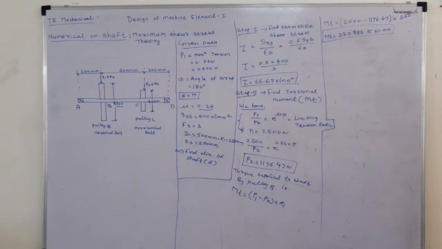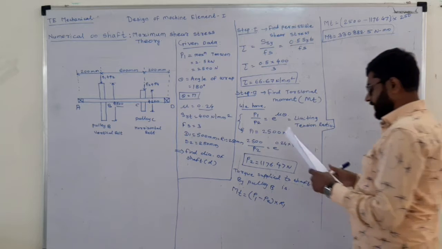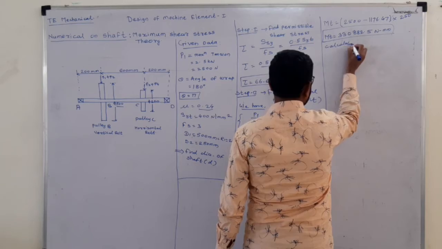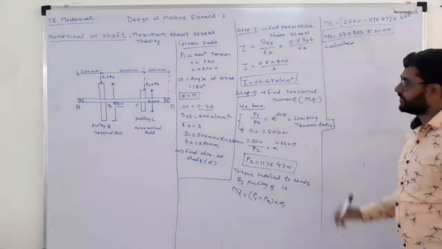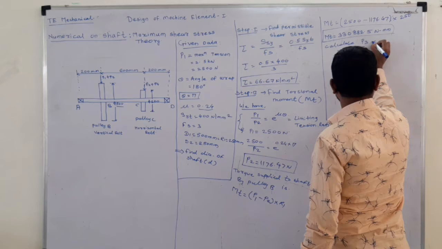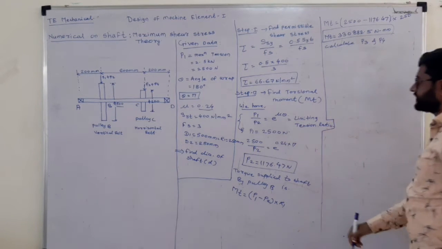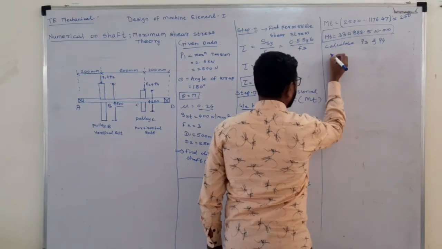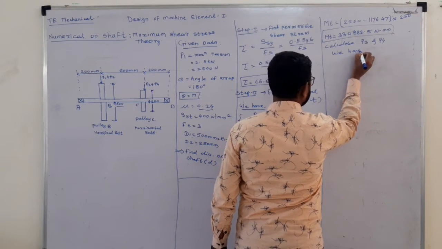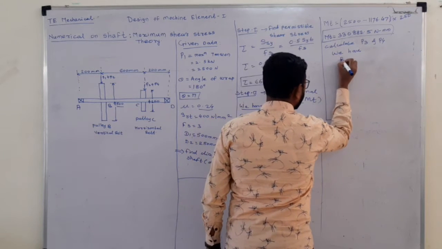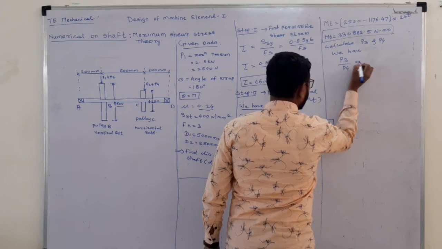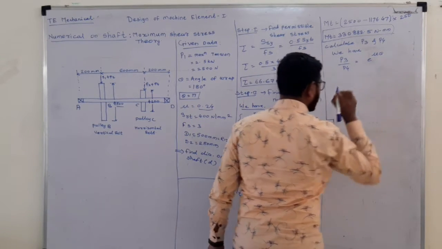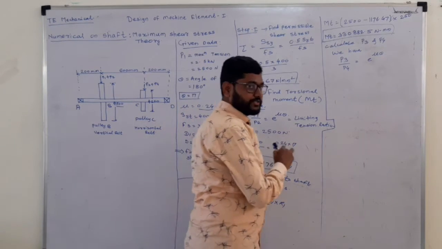By calculation we will get the torsional moment. Then again, calculate forces P3 and P4. Again students, how to calculate forces P3 and P4? Again we have the limiting tension ratio P3 upon P4 is equal to e raised to mu theta, that is the standard equation for limiting tension ratio.